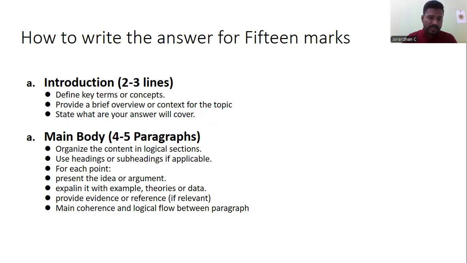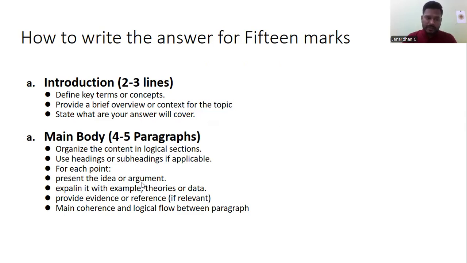Yes, that's good, but still you have to follow the logical sections. That means first you have to write the basic points. Next, you have to go to the core points, and then you have to go to the conclusive parts like general points. Organize the content in logical sections. Use headings, subheadings, if applicable, for each point.